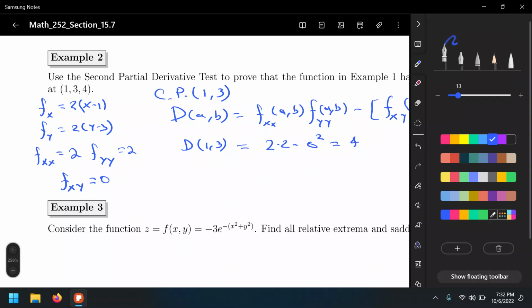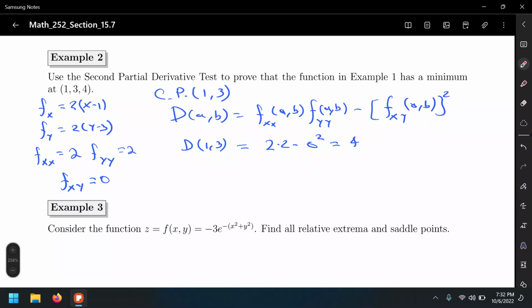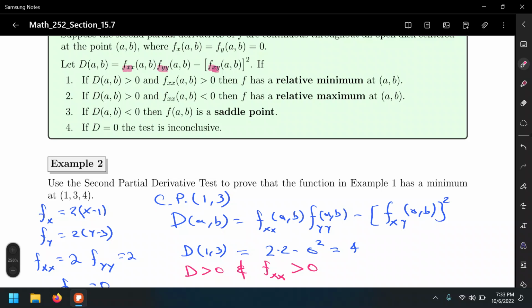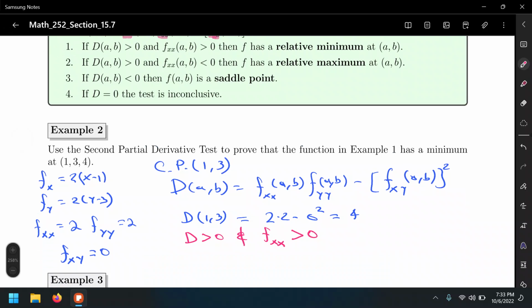So what do we have? Let's put the two results together. D in this case is positive 4, that is, D is greater than 0, and f xx, what's the sign of f xx? Isn't it also positive? Well, looking at the definition above, what is that going to mean? It's a minimum, right? We have both positive, the D quantity and the second partial with respect to x. So this means indeed a minimum.